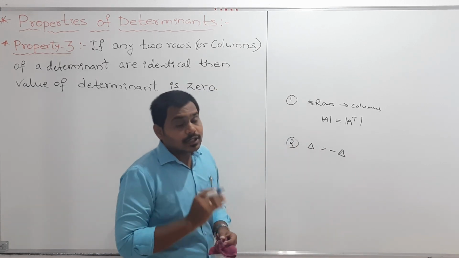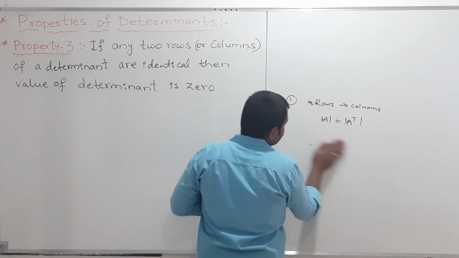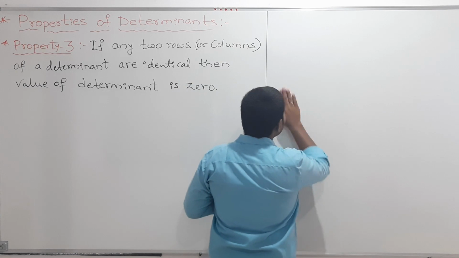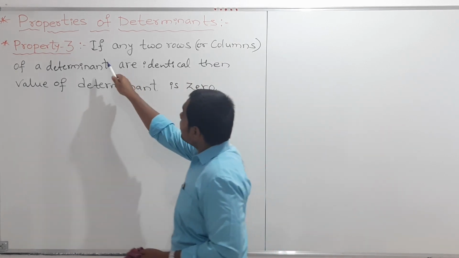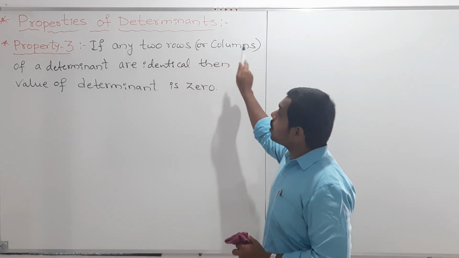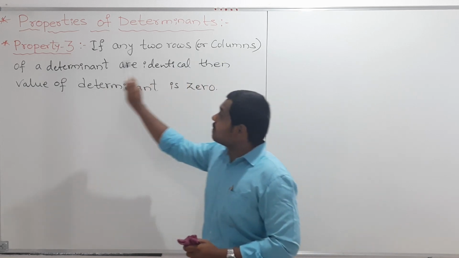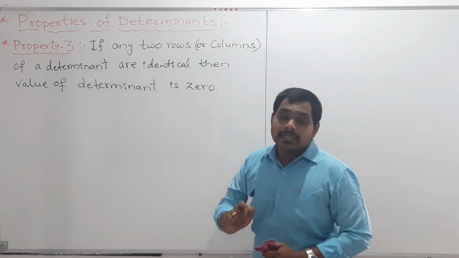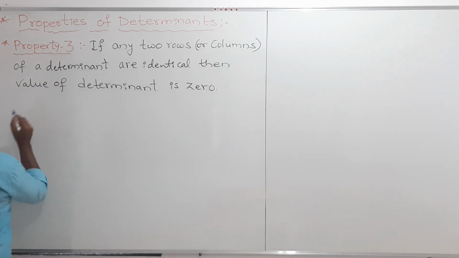So in today's class I am going to discuss the third property. What is that third property, my dear students? The third property is, here I have the statement: if any two rows or columns of a determinant are identical, then the value of the determinant is 0. For this, I'll take one example.